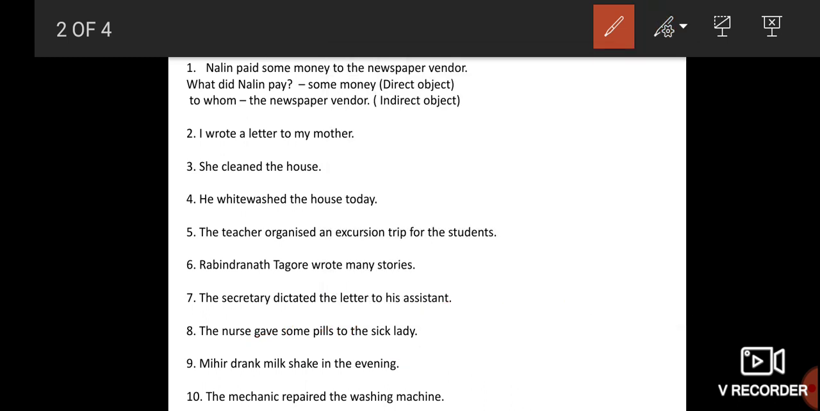Next, Mihir drank milkshake in the evening. Drank. This is a transitive verb. You have to simply underline this. And milkshake, this is the direct object. You have to circle it and write down that this is the direct object.